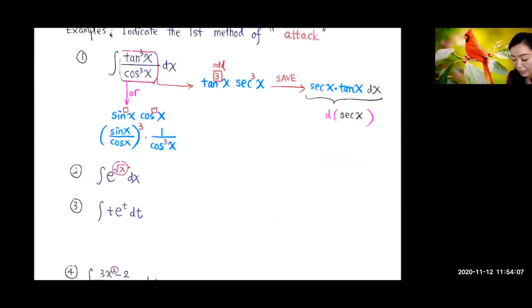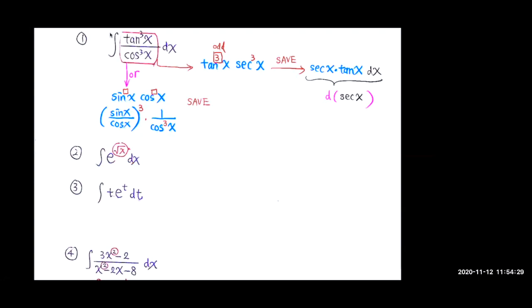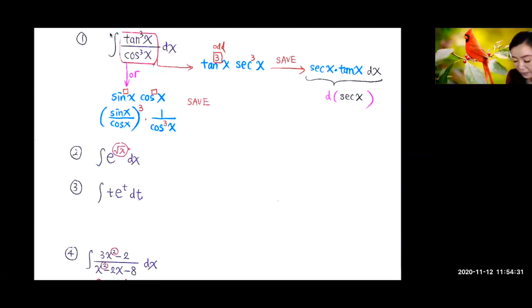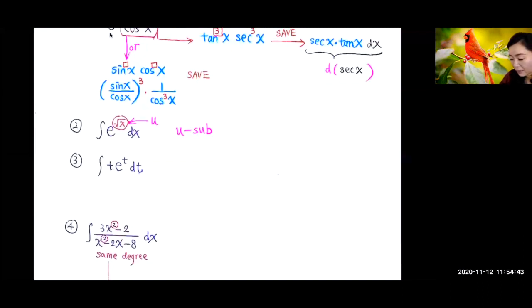After that, you can do the save method again, either saving this. Now what about this one here? What's the first method of attack? Which method do we use? U-sub? Yes, you got it. So we're going to use u-sub. We're going to let this be u. Good job.